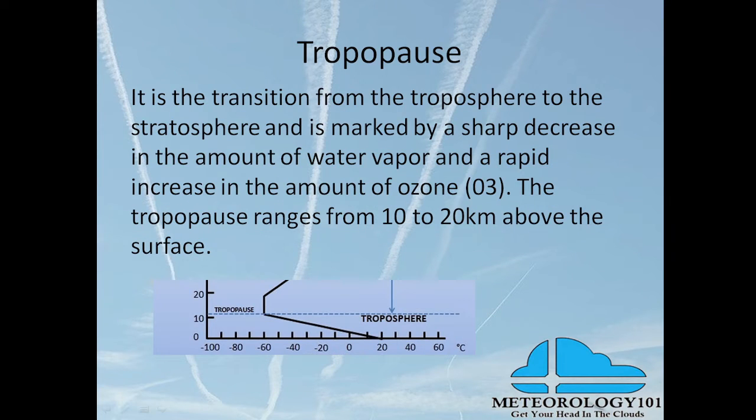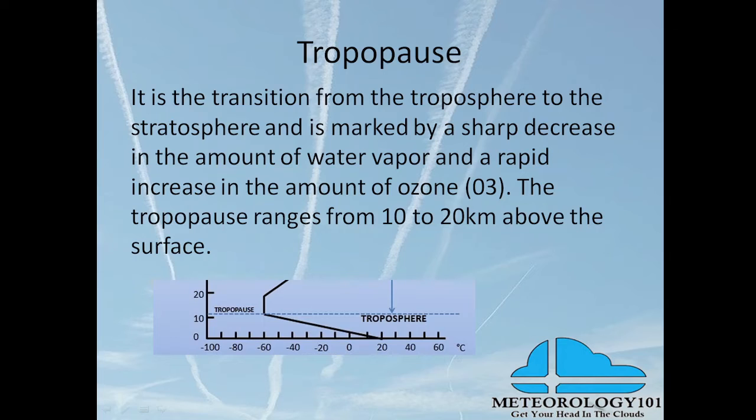All right, the Tropopause is just a transition between the troposphere and the stratosphere. It's marked with a sharp decrease in the amount of water vapor and a rapid increase in the amount of ozone. The Tropopause ranges from 10 to 20 kilometers above the Earth, which is 32,000 to 65,000 feet. So the top of our atmosphere that we live in is right around 32,000 feet.